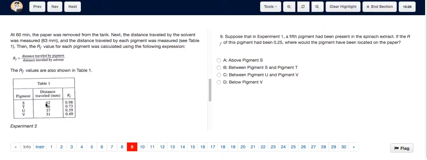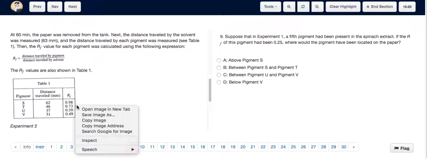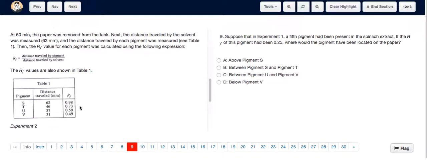For example, this pigment S that has its RF of 0.98 traveled the most up the paper, whereas the next pigment had 0.73 in RF, that traveled the second most and was right below pigment T. Then pigment U had a 0.59, so it traveled less than pigment T, so it was below pigment S and T, and pigment V was below all pigment S, T and U.